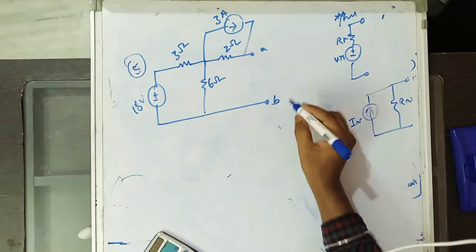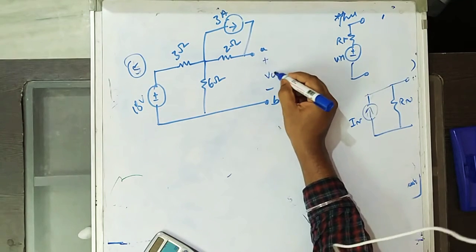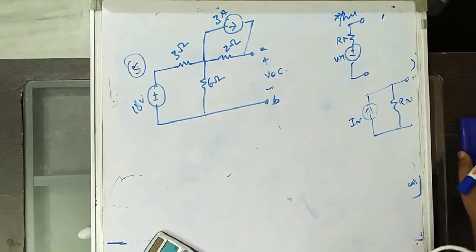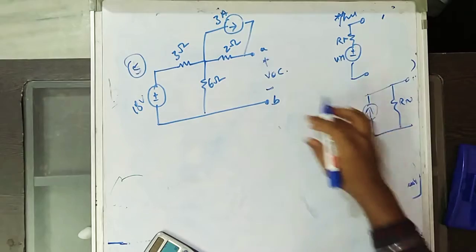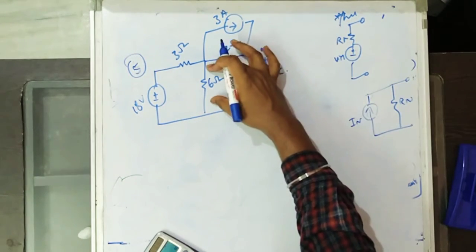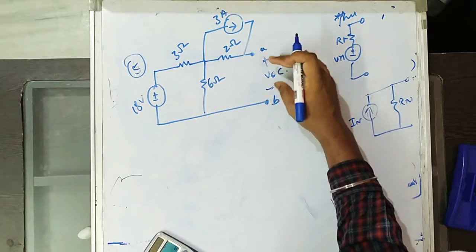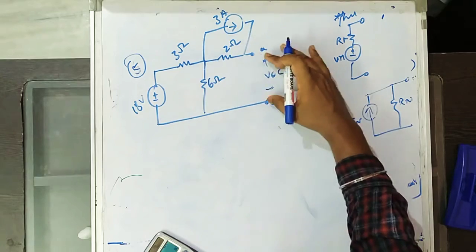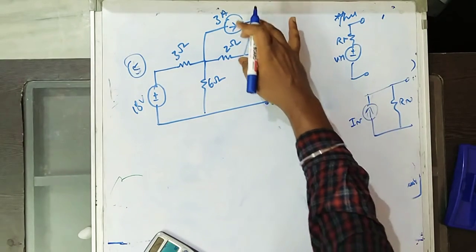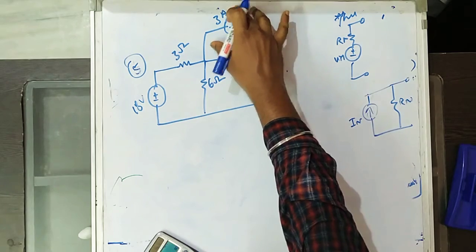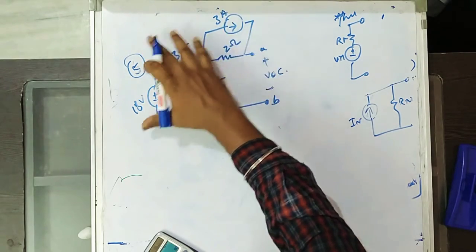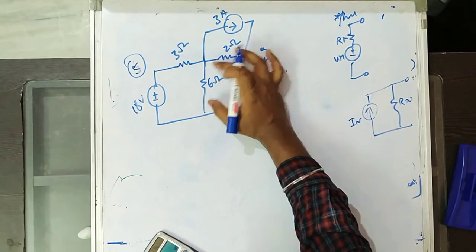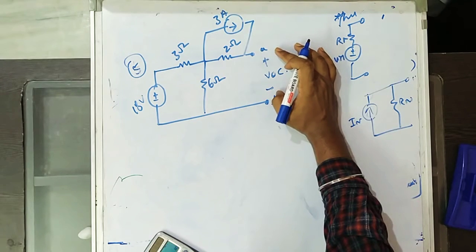So now we'll find VOC. What is VOC? VOC is nothing but the voltage across this terminal and this terminal. So just leave this 3 ohms and this entire block, you do not bother about these two. While finding the VOC, if you find the voltage across 6 ohms and 2 ohms, you will achieve finding VOC.